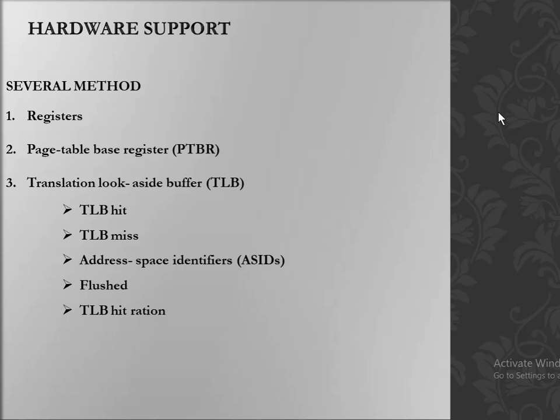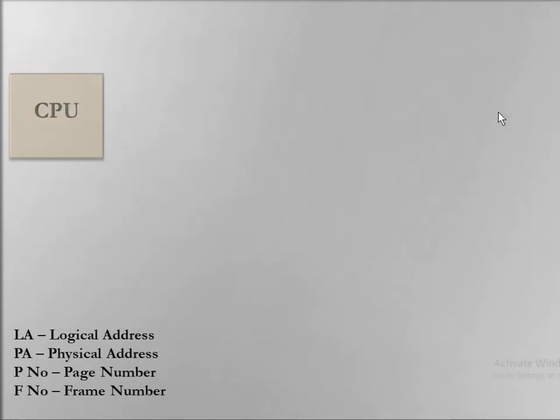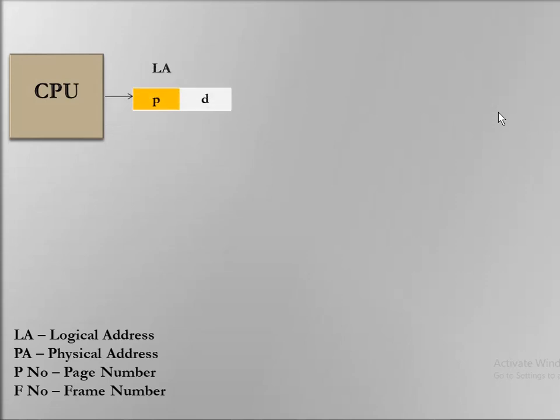So TLB ratio, what do you mean by TLB ratio? TLB ratio is nothing but a percentage of times that a particular page number is found in the TLB. It is called the TLB ratio. See here, your CPU will generate the logical address.